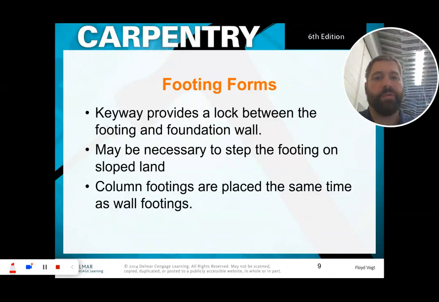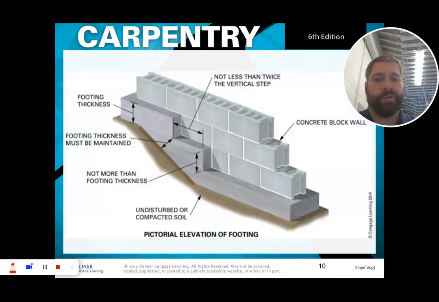Footing forms. So a keyway provides a lock between the footing and a foundation wall. It may be necessary to step the footing on sloped land, and column footings are placed at the same time as wall footings. So this is an example of a step footing. You could see that this is necessary to maintain the right depth, and because we're on a slope, we need to make this so we could put a wall up. We can't run a wall sloped, right? If you remember from last year, it needs to be level, needs to be plumb. So we need to make up that difference and create a step instead of a hill.